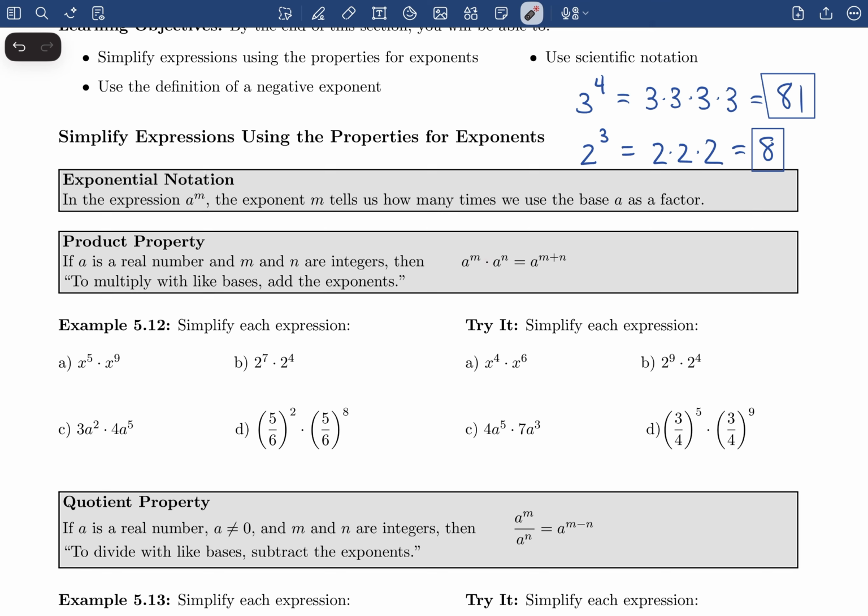Here's the official definition. If a is a real number and m and n are integers, then a to the m power times a to the n power equals a to the m plus n power. So to multiply with like bases, we add the exponents. Here's my everyday quote for you: if we have the same base, a in this case, we can add their exponents when we're multiplying those bases together. Here's an example, 5.12, to help you make sense of this.